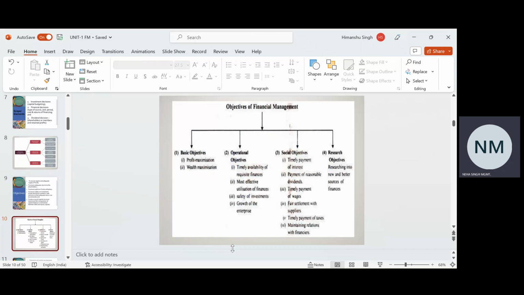If I talk about social objectives, what are the social objectives of financial management? Like to pay interest to the debenture holders timely, to pay dividend to the shareholders timely, to pay wages to the laborers timely, to pay taxes on time, fair settlement with suppliers, and maintaining relations with the financiers. Maintaining relations with the financiers means to maintain a healthy relation with them so that they will invest in your company whenever you need it. And last one is the research objective. In research objectives, it means finding new and better sources of finances.